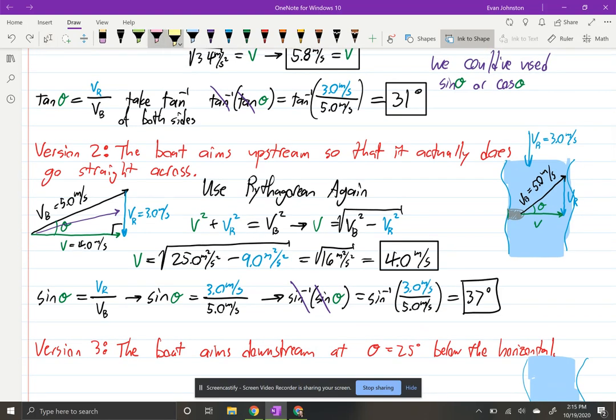If I wanted to use tangent again, well, then I would need the opposite and I would need the adjacent, and then you'd have to get this guy first to use it. So you can be creative with the order that you want to do these things.